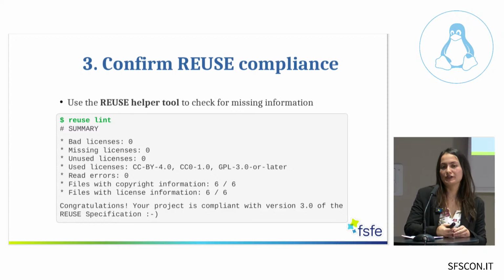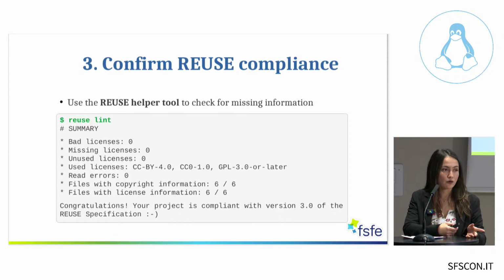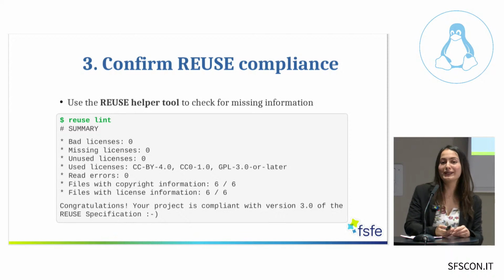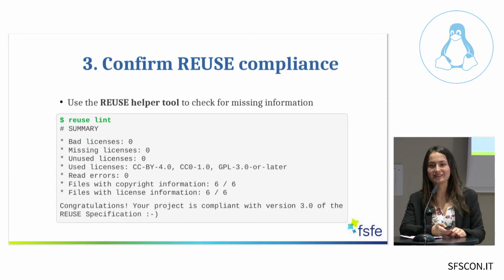And third, we're just going to confirm that our project is reuse compliant. So with our helper tool, it's going to scan our project, and it's going to tell us how many files have this information. It can also show us what licenses have been used in a project. And in this case, we can see that our project is reuse compliant because 6 out of the 6 files contain this information. Again, we're going to learn a little bit more about this in the workshop that we're going to have after this talk. So if you are interested to see how this actually works, then stick around.